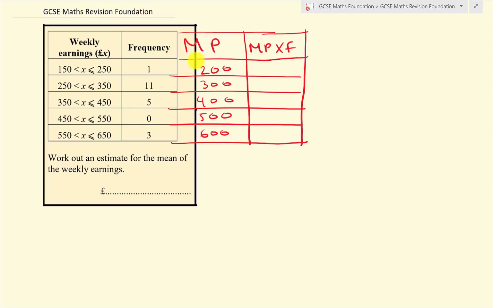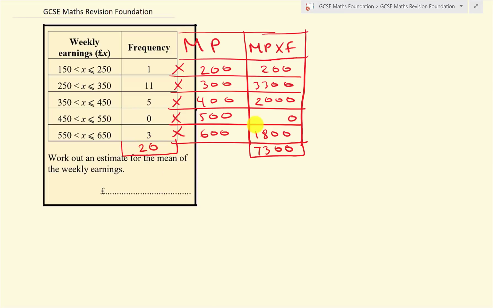And then let's multiply the midpoint and frequency. So we'll multiply all of these. 1 times 200 is 200. 11 times 300 is 3,300. 5 times 400 is 2,000. And 0 times 500 is 0. 3 times 600 is 1,800. Now we need to add this value here and the total of frequency. So that gives us 7,300, and that gives us 20.